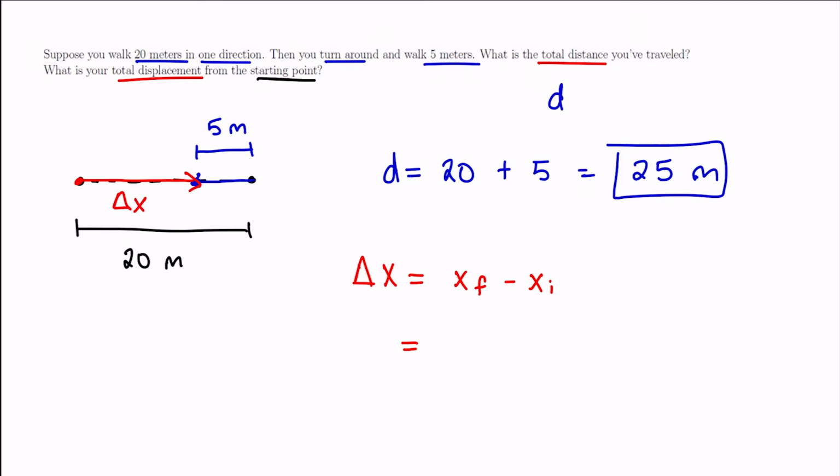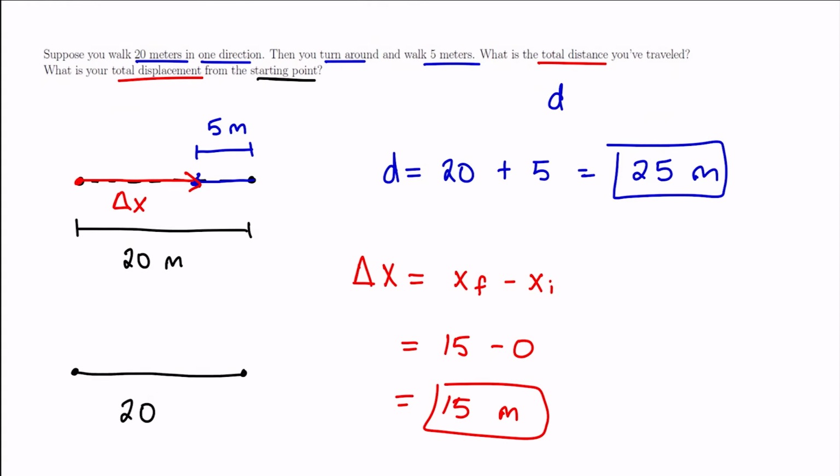xf is the final position from our starting point, and we know that it's 15 because 20 minus 5 is 15. xi, or the initial position, is equal to 0 because that's where we started. 15 minus 0 is just 15 itself, and so the total displacement is 15 meters. I want to draw another picture to drive this fact home that there is a significant difference between the total distance traveled and displacement. So my blue line represents the total distance traveled because I went 20 meters and then I went back another 5. But the displacement in red only depends on the initial and final positions.